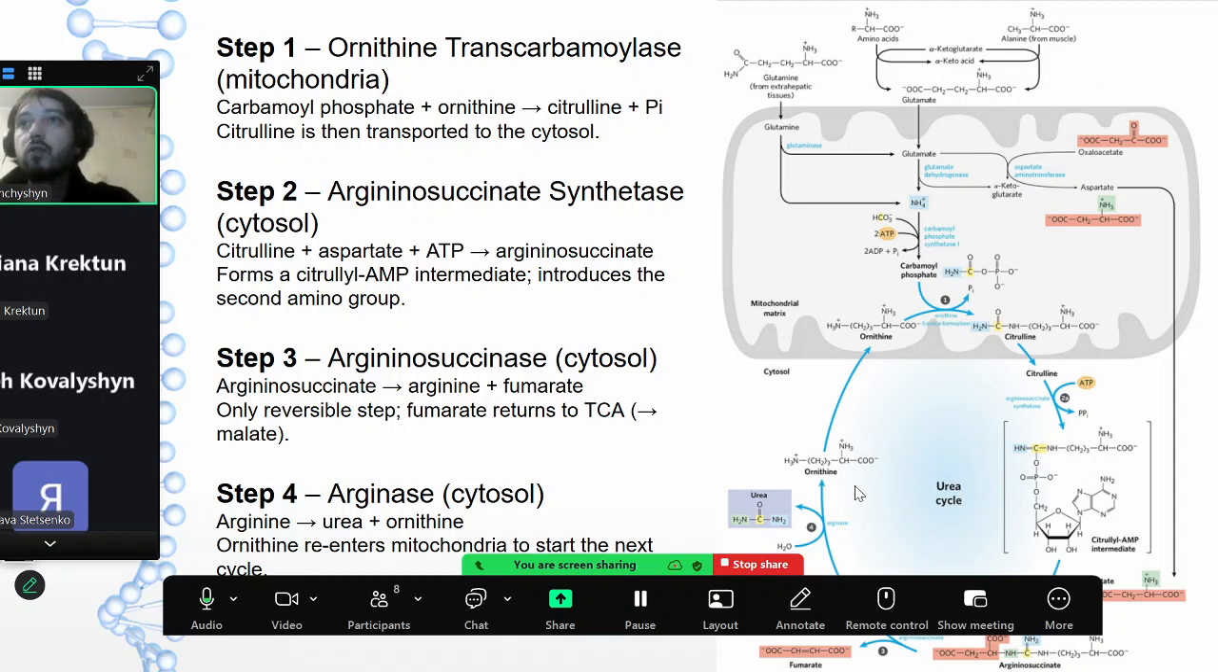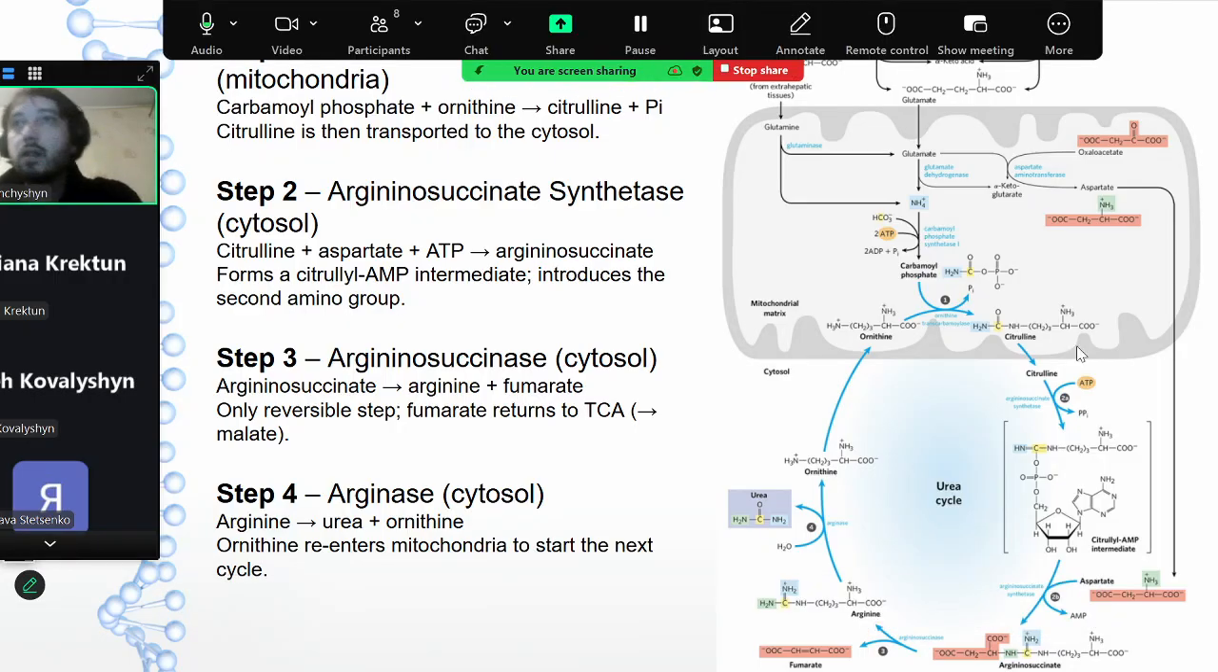So that's the mitochondria, that's the cytosol. Parts of the reactions are performed in the mitochondria, some reactions are performed in the cytosol. So the ornithine transcarbamylase, that's step number 1. Here you see the ornithine, here the carbamoyl phosphate that comes in, and here citrulline is created. Here you see all the different pathways that bring nitrogen atoms here.